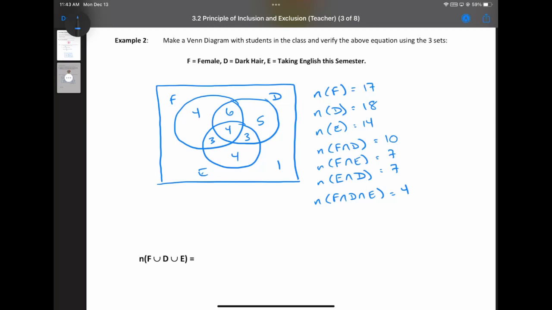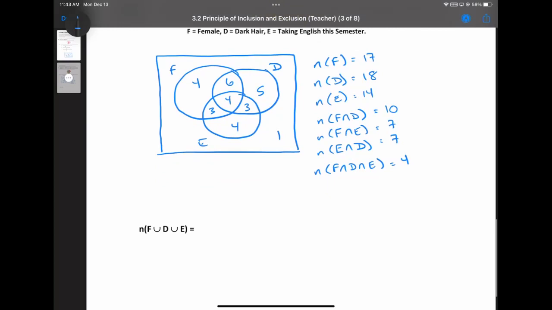Okay, so let's see if this actually works out. Now we know that F union D union E should be 29 because it includes everyone except the one person who didn't meet any of the 3 criteria. It should be 29. Let's see if it works. So again, rather than write out the whole formula, which is very time consuming and long, I'm going to look at the numbers and say, add the singles. Now subtract off the doubles. Now add back in the triple. And if I were lucky, fingers crossed, this should work.